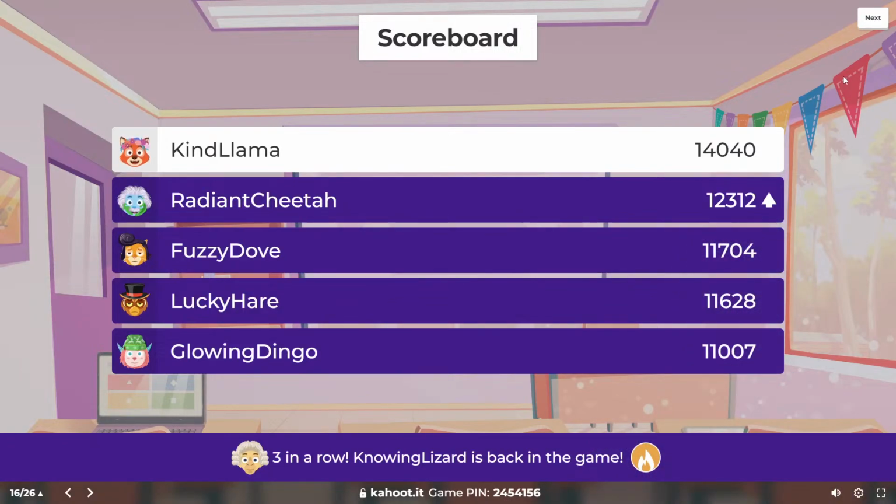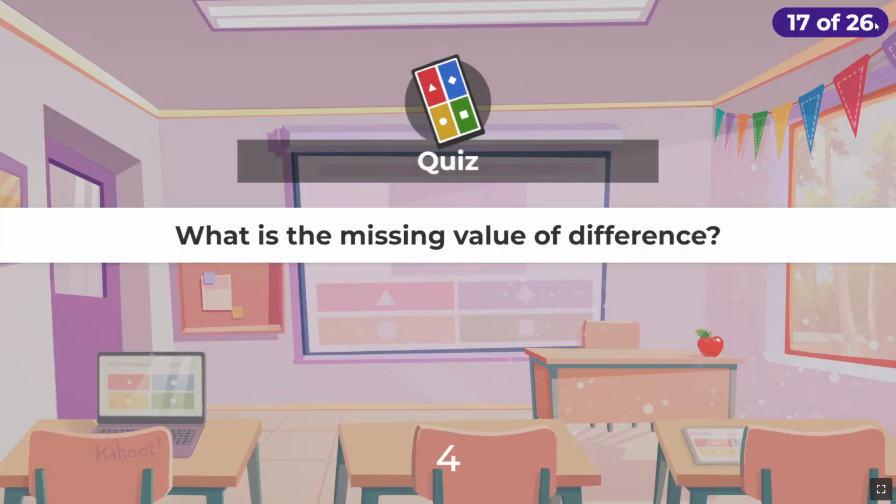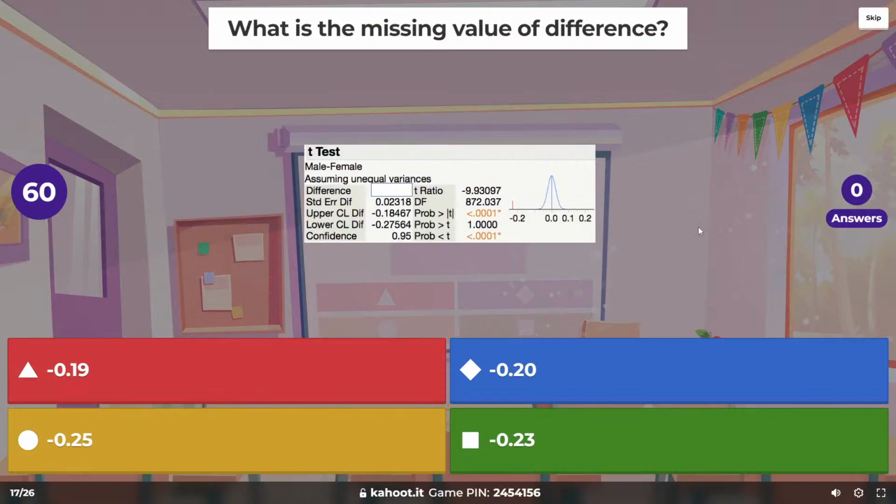Kind llama, radiant cheetah, fuzzy dove, lucky hare, glowing dingo. Next question. What is the missing value of difference? So now think about this. You know the ratio here, it has to be a negative difference. You could also cheat and look over here. But think about the equations and how to backwork this. Because you basically have x here. X over 0.023 equals this right here, which can kind of tell you how to get it.